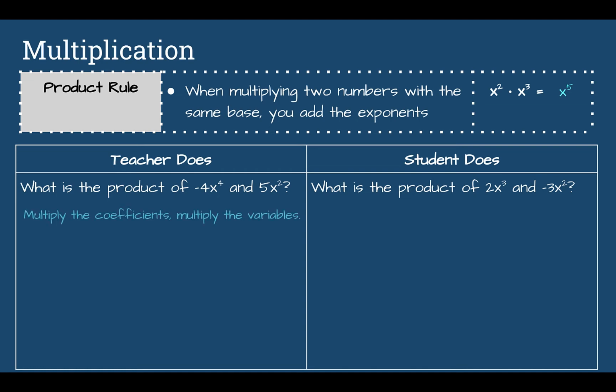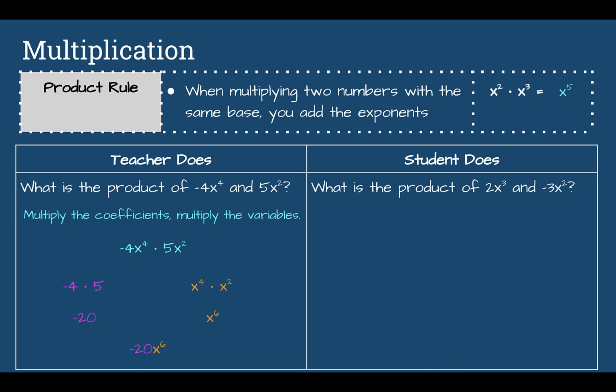To figure this out, we are going to multiply the coefficients and then multiply the variables and stick them back together. So if we have negative 4x to the fourth times 5x to the second, we would multiply negative 4 times 5, the coefficients, and get negative 20. We would also multiply our variables. X to the 4 times x to the 2 is x to the 6. Again, following that product rule. Now our final product is putting those back together, negative 20x to the 6.